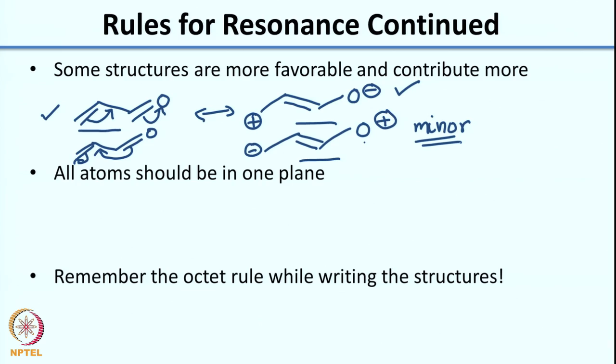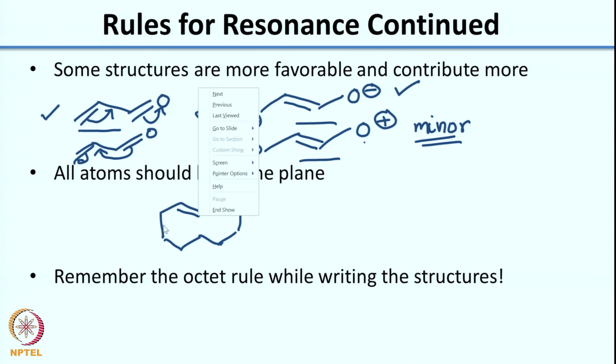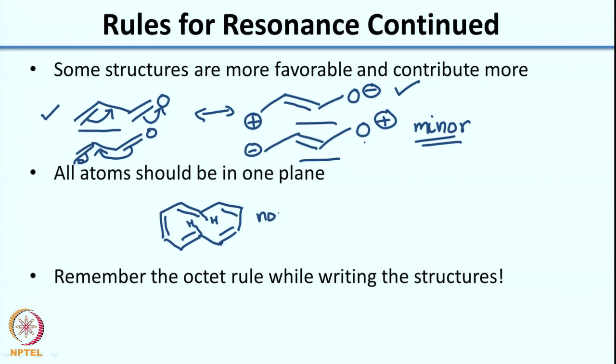Alright. The other thing is resonance involves delocalization or sharing of electrons. As you see, in all these cases it is either pi bonds or lone pair of electrons which move. So all the atoms must be in one plane, and this is an example which you would have seen in your textbooks, where if you have a molecule like this, because of sterics, this molecule is not planar. So, no delocalization.